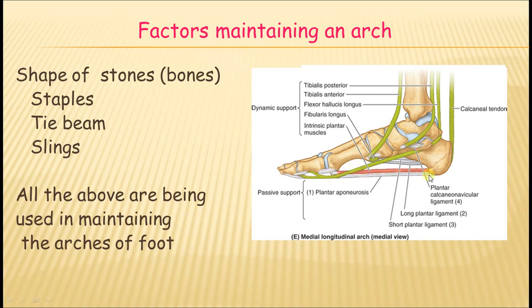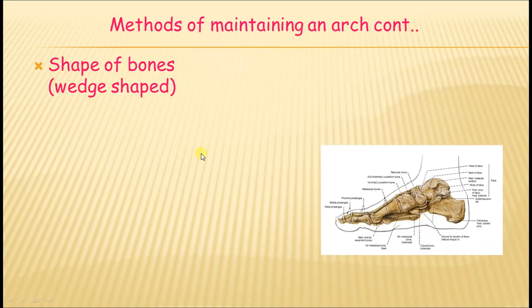The two ends of the arch are actually tied like a bowstring. The tie beam, you can also call it a bowstring. We will understand it better like a bowstring, because if you cut this, naturally the arch will not be maintained, it will collapse. And then these short ligaments actually form the staples or the intersegmental ties for the arch.